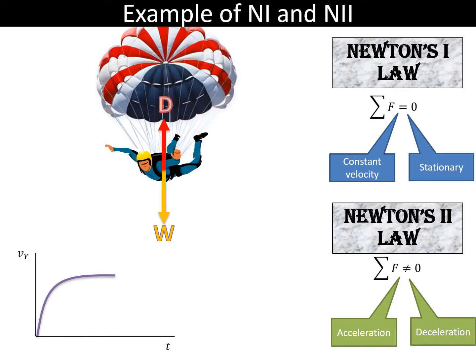Now, the skydiver opens the parachute, and you can probably guess what's going to happen to the forces. This big parachute is going to catch a whole lot more air particles with its large surface area, and drag is going to massively increase. This is an example, therefore, of Newton's second law, because they will decelerate. You can see the velocity going down here.